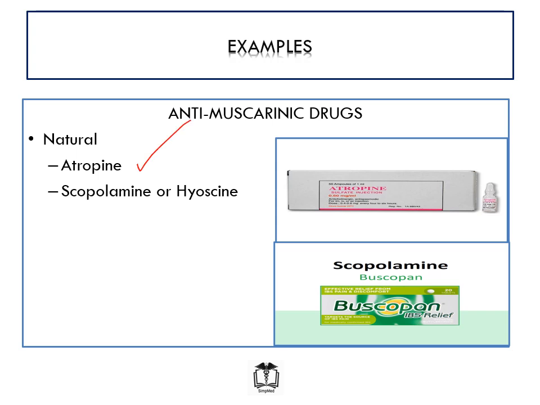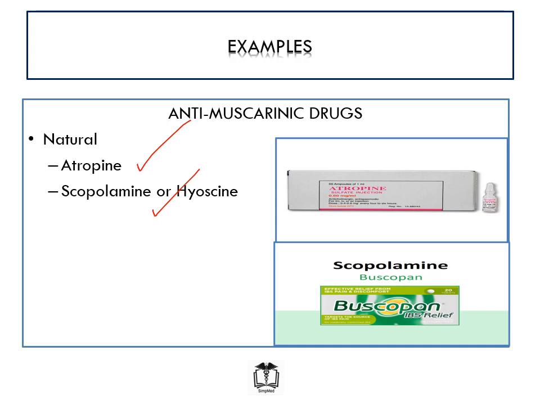Scopolamine is also called hyoscine. So in case you see hyoscine or scopolamine, they mean the same thing. These drugs are gotten naturally from plants. Atropine is gotten from a plant called Atropa belladonna, and as a result, we tend to classify it alongside scopolamine as a natural agent.